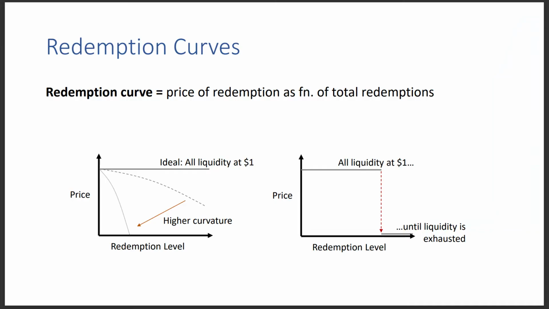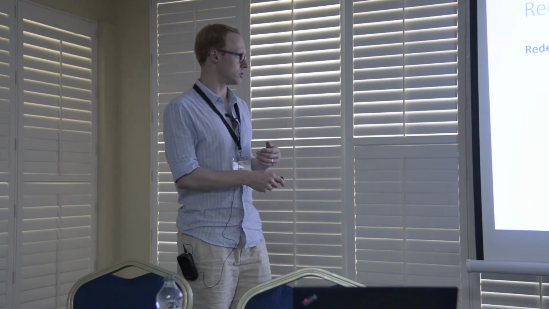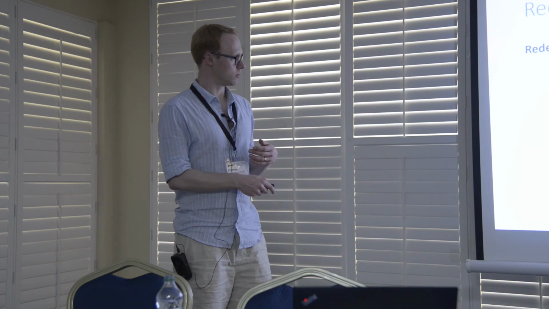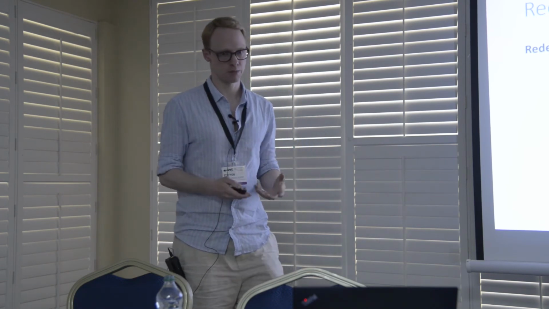And the main tool we're going to use is what we call a redemption curve. So the redemption curve is the price of redeeming a stablecoin as a function of the total redemption happening at any point in time. So the graph looks like this. What would be ideal is if we always get $1, but as I said, the system is under-collateralized, so we can't really have that. The higher the curvature of the redemption curve, the shorter the amount of time where the price is supported, and the quicker the coin will collapse.